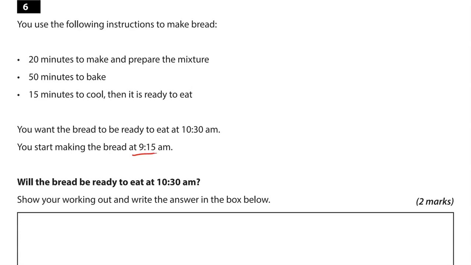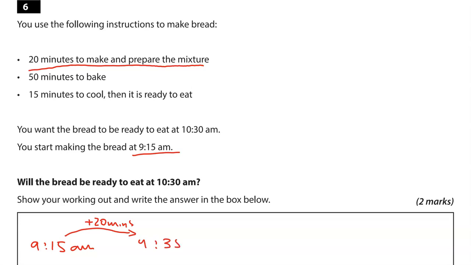So if we start at 9:15 a.m. and then it takes 20 minutes to make and prepare the mixture, so I'm going to add 20 minutes. 20 and 15, that is 35, so it will be 9:35 a.m. when we finish this.